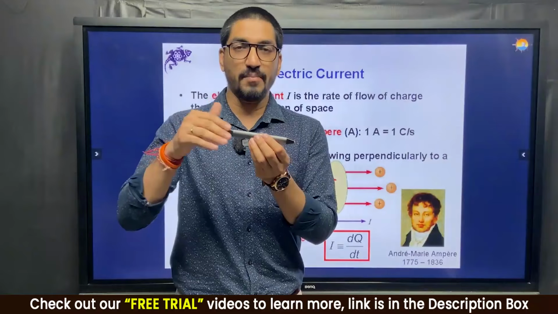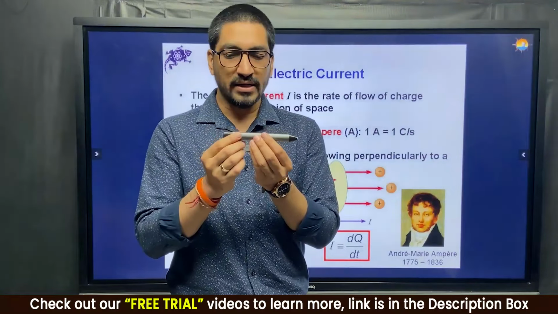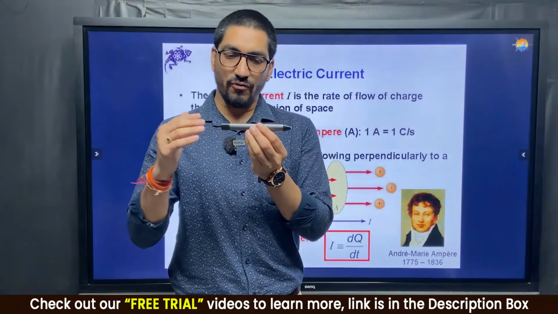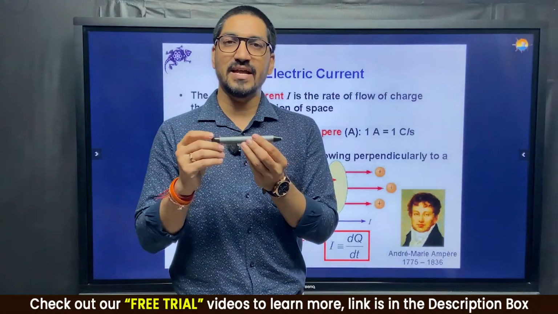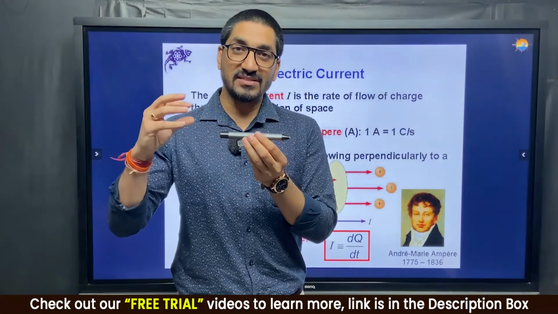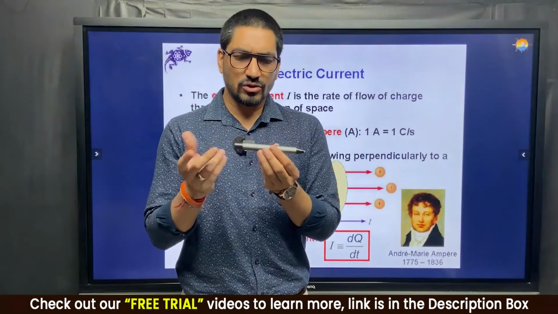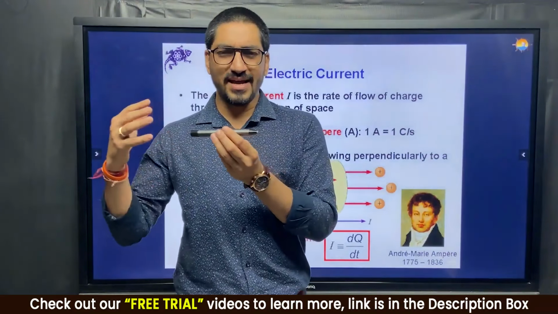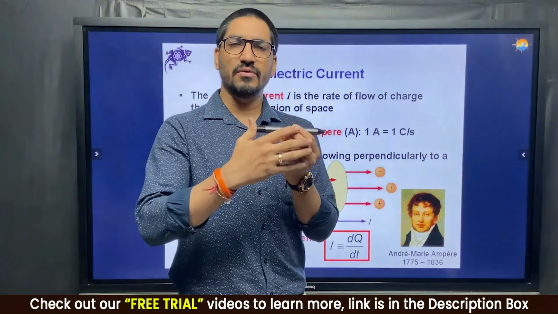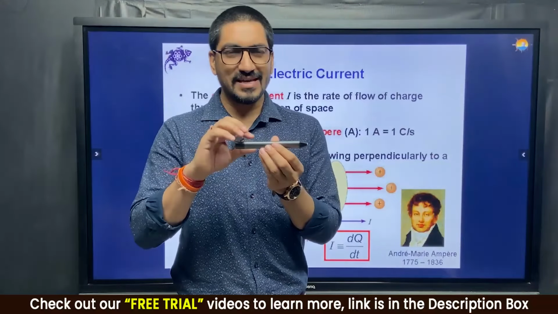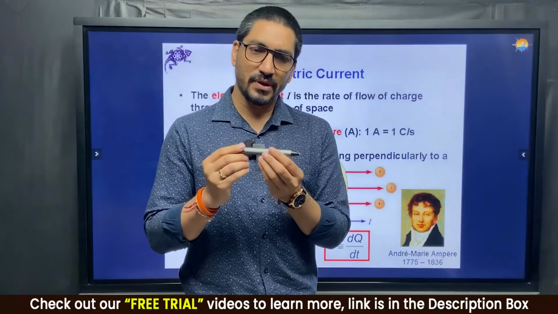Or let's say I connect a battery across the terminals of this wire, then these electrons are forced to move in a certain direction, right? And when they start to flow, they will constitute what we call current. So current is nothing but a flow. Just like in a pipeline the water is flowing, we call that a water current. So in the same way here it's an electric current, right?